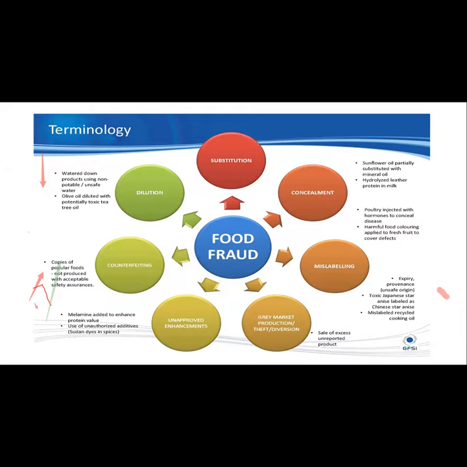Next example, olive oil diluted with potentially toxic tea tree oil. It is the most common dilution found in the market nowadays. Olive oil is costly, for example 1,000 rupees a liter, and toxic tea tree oil is 200 rupees a liter. In certain proportion they mix tea tree oil or any other oil with olive oil, which looks similar. Similarly in milk they are using urea, palm oil. These are the most common examples of dilution nowadays.